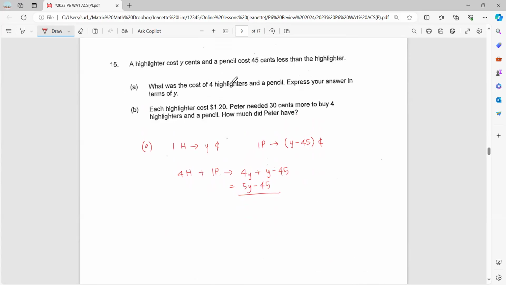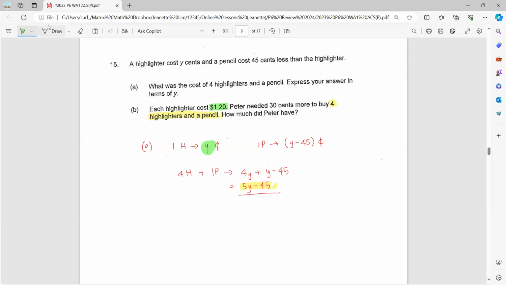Now for B, each highlighter costs $1.20. Peter needed 30 cents more to buy 4 highlighters and a pencil. How much did Peter have? So 4 highlighters and a pencil. We have actually basically already found 5y minus 45, right? And $1.20 is the cost of each highlighter, which means that it's the value of y.